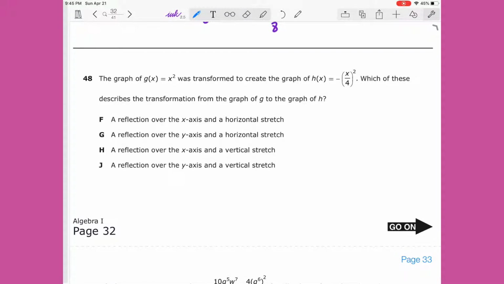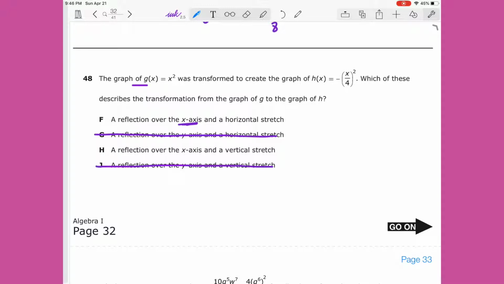Okay, so number 48. The graph of g of x is equal to x squared was transformed to create the graph h of x is equal to negative x fourths squared. Which of these best describes the transformation of g? It was reflected over the x-axis, yes. So G is definitely out. J is definitely out because our negative is outside the parentheses.